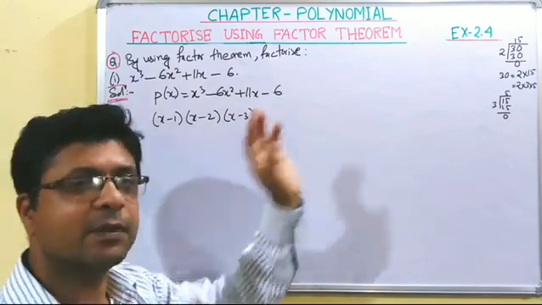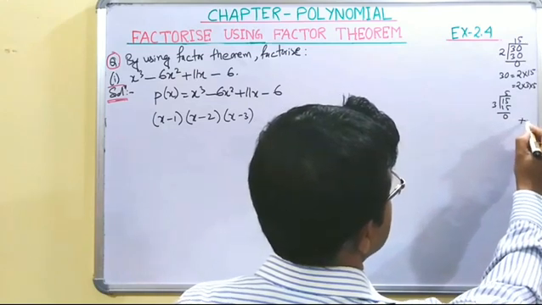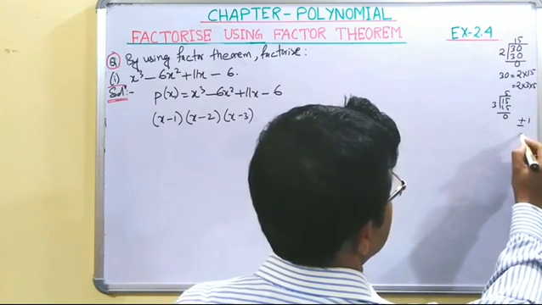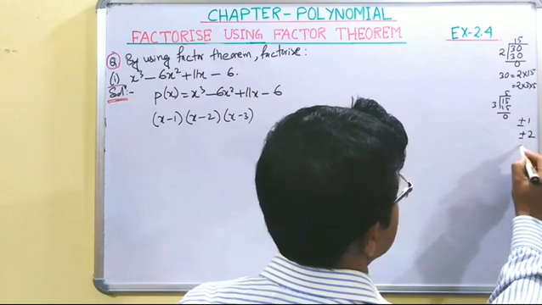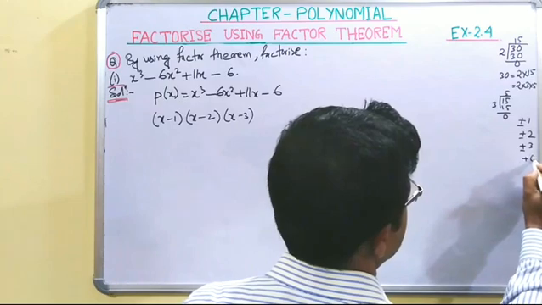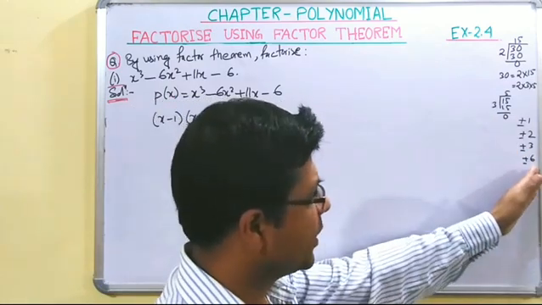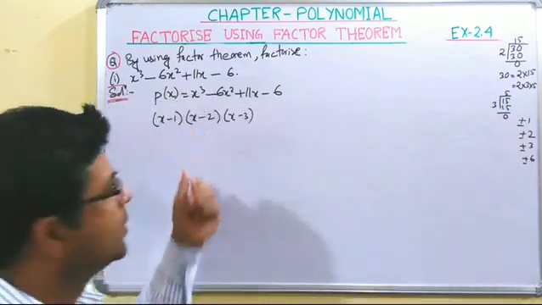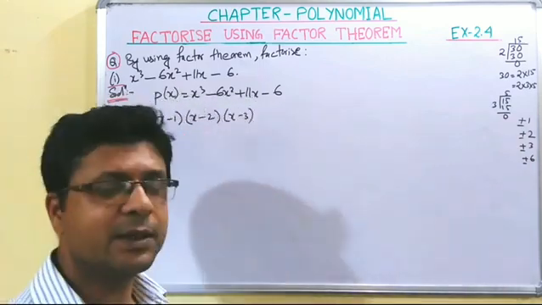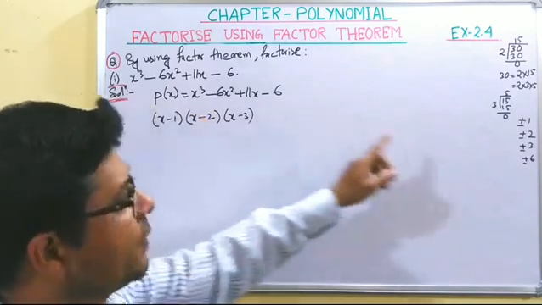So what are the factors of 6? One will be plus 1 or minus 1. Another will be plus 2, minus 2, plus 3 or minus 3. Maybe plus 6, minus 6. So out of these options, we have to try and see for which we get the remainder 0. Okay students, so let us try first with this 1.